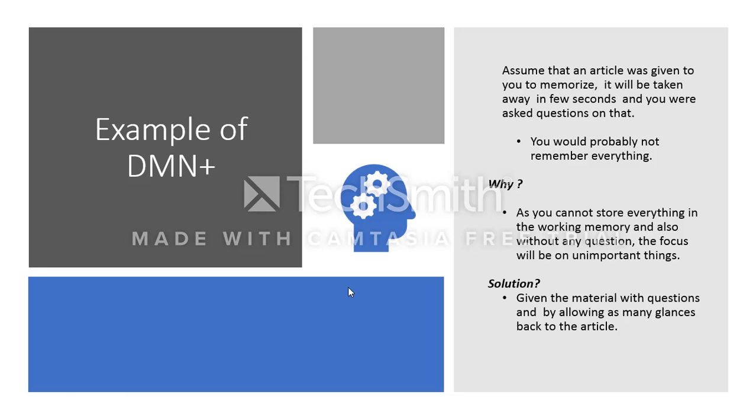We have an example of DMN plus. This is a very good example that I came across. Assume that an article was given to you to memorize, and it is taken back from you within seconds. Then I ask you several questions related to that particular article. You wouldn't be able to answer all of it in just a glance, and you would be missing some points here and there. Why is that happening?